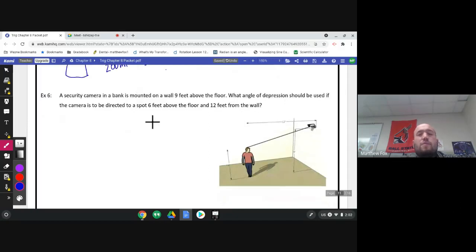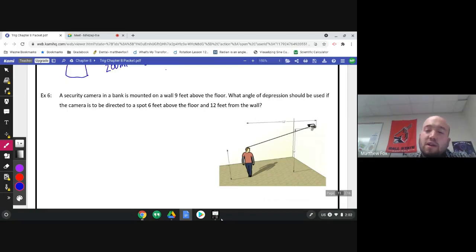All right, our next one. This one has kind of a lot of moving parts, so it's not difficult once we get it set up. If we look here, it says a security camera in a bank is mounted on a wall 9 feet above the ground. So right here, this is 9 feet. Okay. Now it says, what angle of depression should be used if the camera is to be directed to a spot 6 feet above the floor and 12 feet from the wall? So 12 feet from the wall, 6 feet above the floor right here.